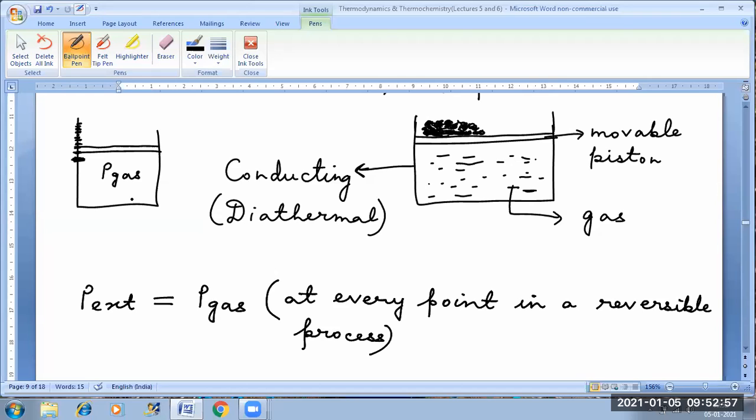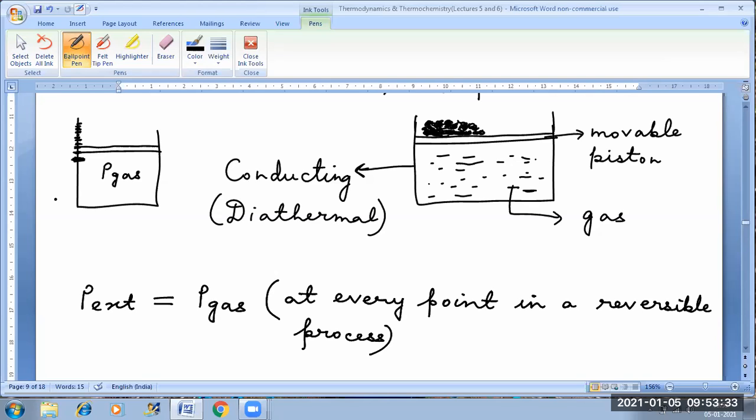So if the gas is reversibly expanding, I can say that every position of the piston gives me one equilibrium position. Because the piston is stopping at every point, the pressure existing now due to the remaining sand particles is the same as the pressure of the gas. So the pressure of the gas is the same as the pressure acting on the piston as a result of the sand particles present on the piston.